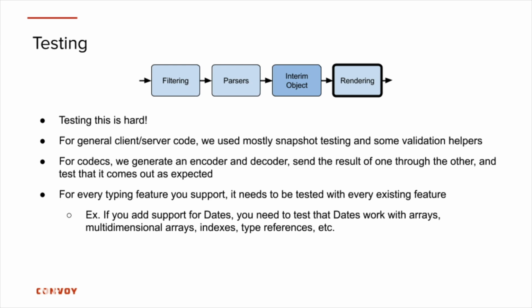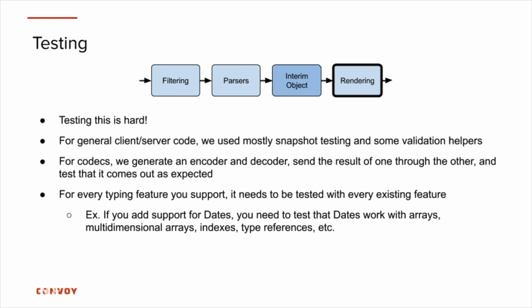So how do we test this? Testing is really difficult. For the general server and client code, we mostly use snapshot testing and some validation helpers. You'd say, hey, produce the code. Did the code change from the last time we produced it? And do some of these things that we need to have there exist?